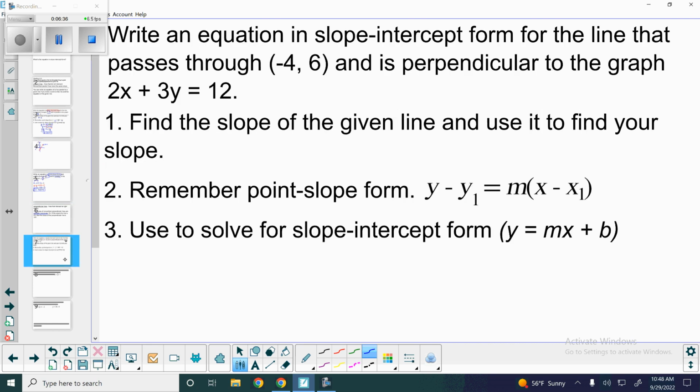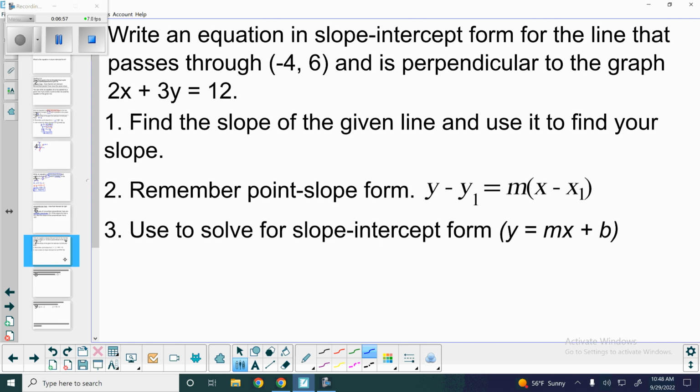So the first thing that we're going to look at here is we are going to have to find the slope of the equation that they give us, and then apply the information that's given to us so we can figure out what the slope is. So they're telling us that our line passes through the point -4, 6, and it's perpendicular to the graph of 2x plus 3y equals 12.